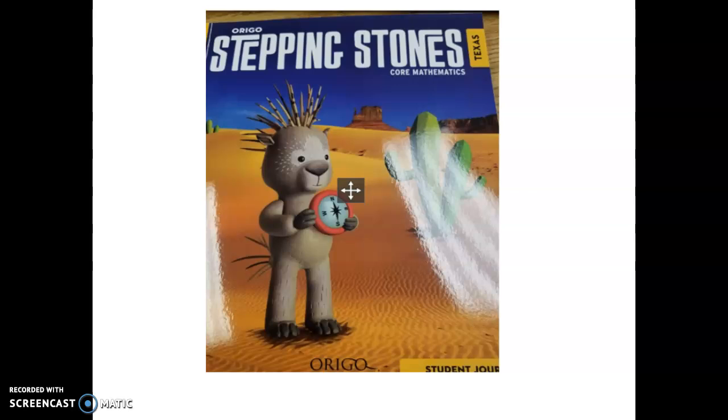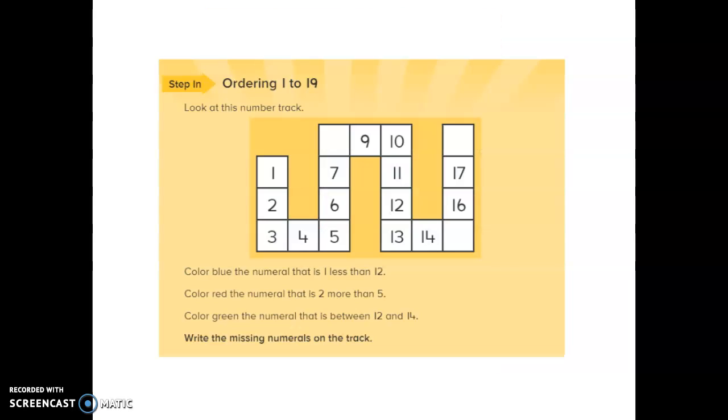We are going to be in our orange Origo workbook. Our student journal's got the porcupine on it with the cactus and the compass. So we are going to start with lesson 1.10. We are on page 26 and we're going to go through this pretty fast. So let's pay attention. We're talking about ordering numbers 1 to 19.